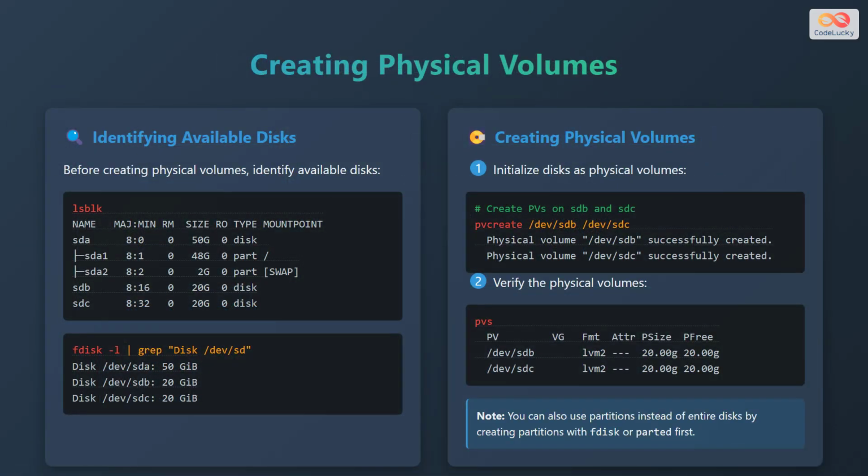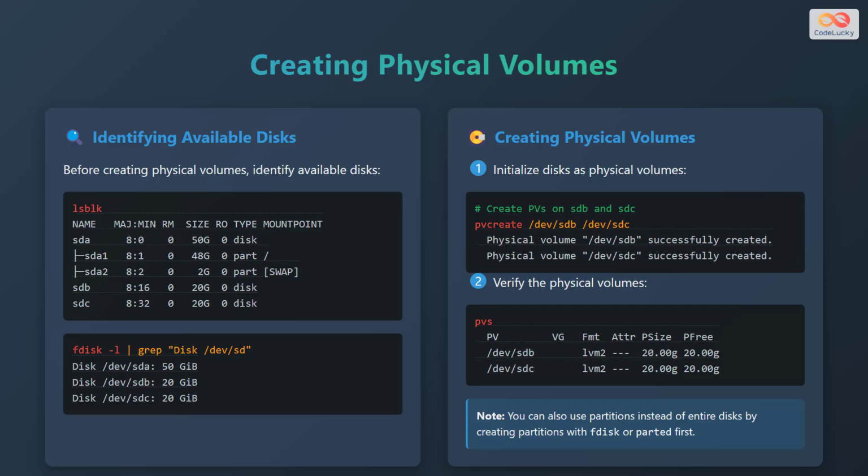Let's dive into the process of creating physical volumes. Before creating physical volumes, it is important to identify the available disks using commands like lsblk. This command lists block devices and their mount points. Another option is fdisk -l, then filter with grep for disk /dev/sd. This command displays disk partitions and their sizes.